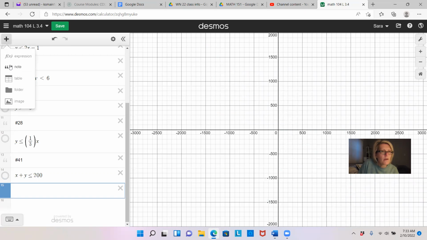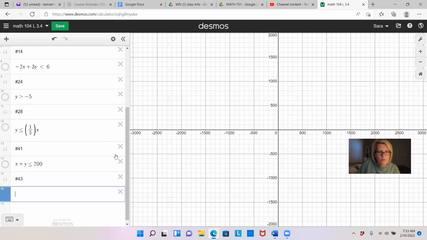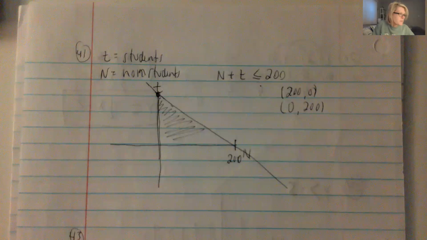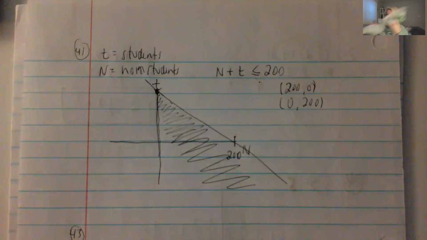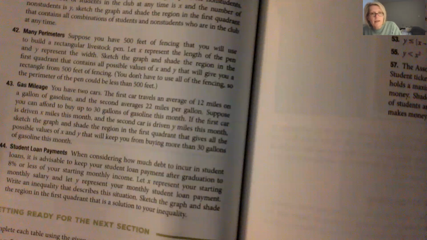Okay, the next one that I wanted to look at was number 43. So let's go back to our paper and book and just read about this one and figure out what this one is all about. So it's all about gas mileage.